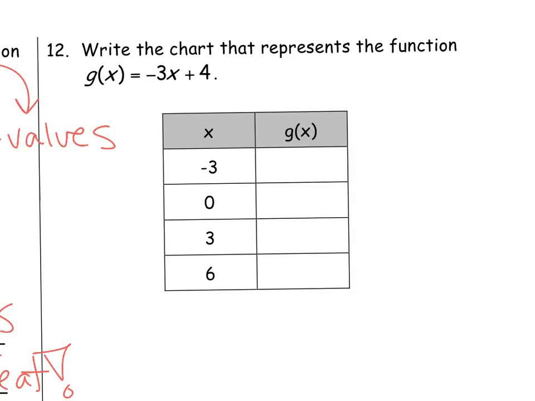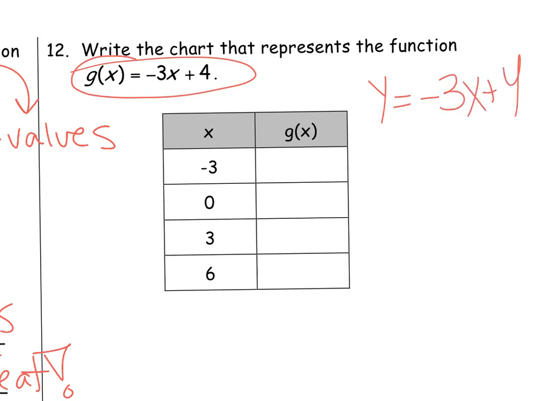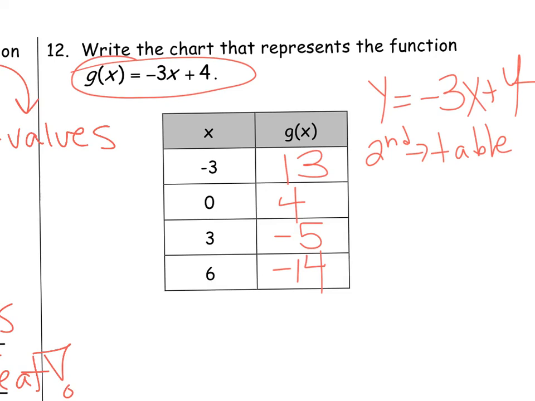Okay, so for number 12, this should be nice and easy. All you guys have to do is put this in your calculator. When you go to y equals on your calculator and type in -3x plus 4, and when you go to second table, it's going to tell you all the values, guys. So when x is -3, I'm taking this purely from the calculator. When I go to y equals, type in the function, and then click second table. So all my values, I'm just filling them in, will be 13, 4, -5, and -14. That's all you had to do. Fill in the chart.